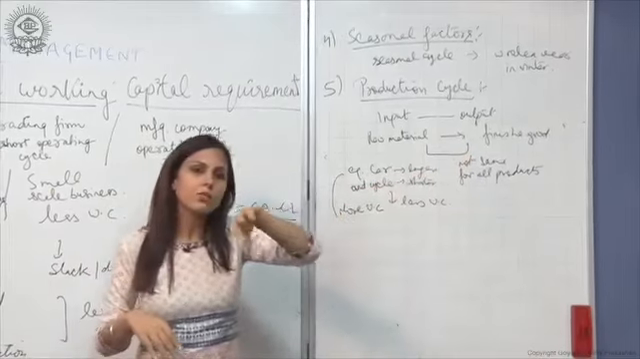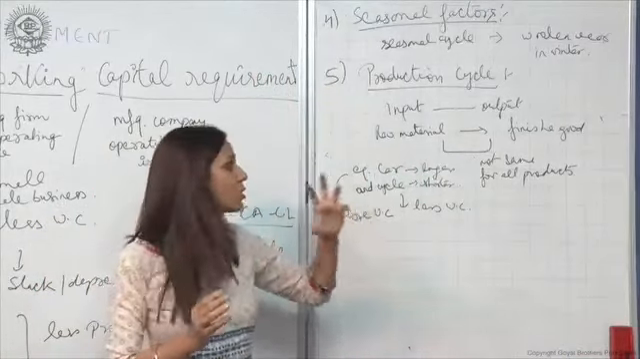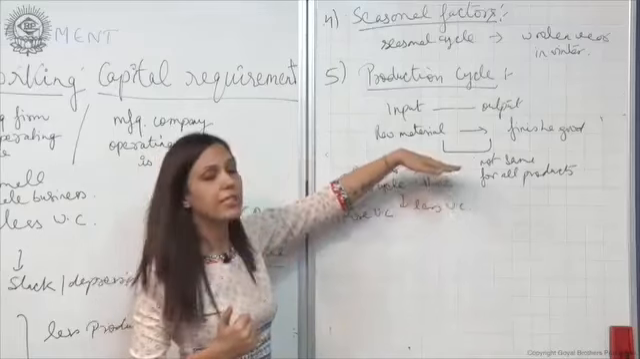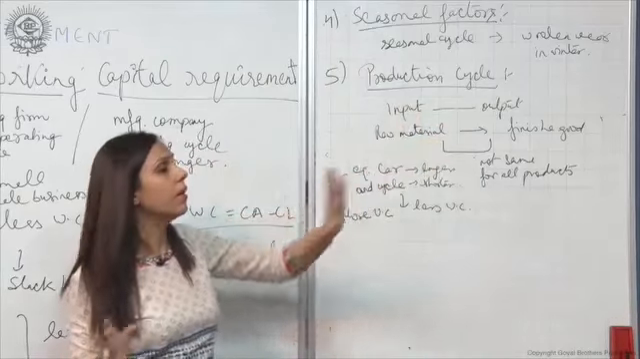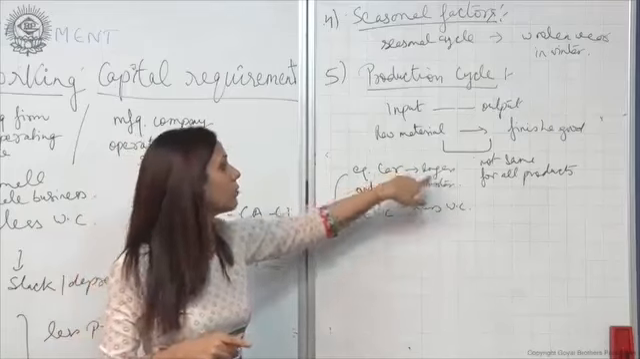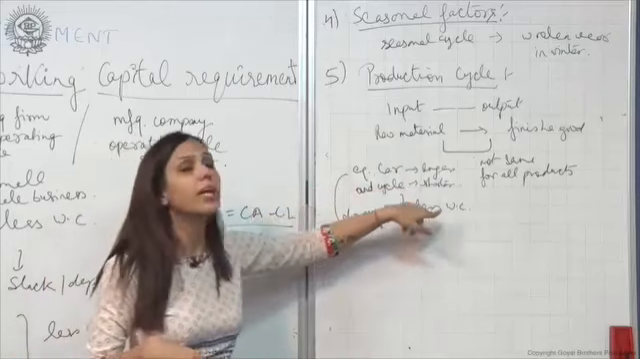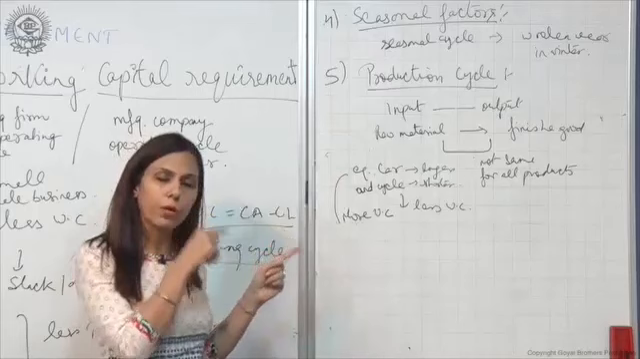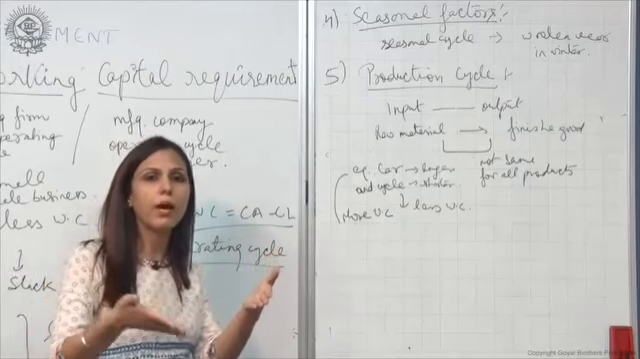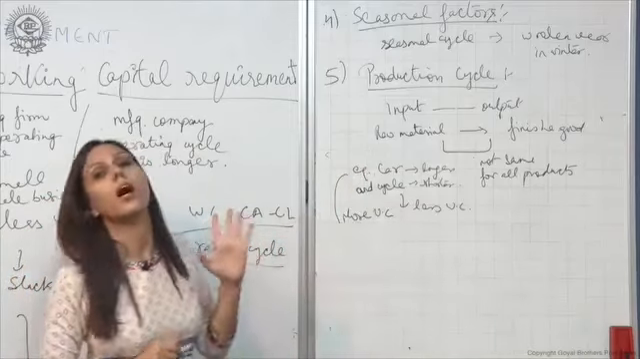You will see that different products have different production cycles. Some products have a shorter production cycle, whereas some products have a longer production cycle. For example, there is a company which is into manufacturing of cars. Obviously a car will have a longer production cycle, whereas a company which is into manufacturing of cycles will have a shorter production cycle. Therefore, those companies which are into manufacturing of cycles will be requiring lesser working capital in comparison with a company which is into the manufacturing of a car.